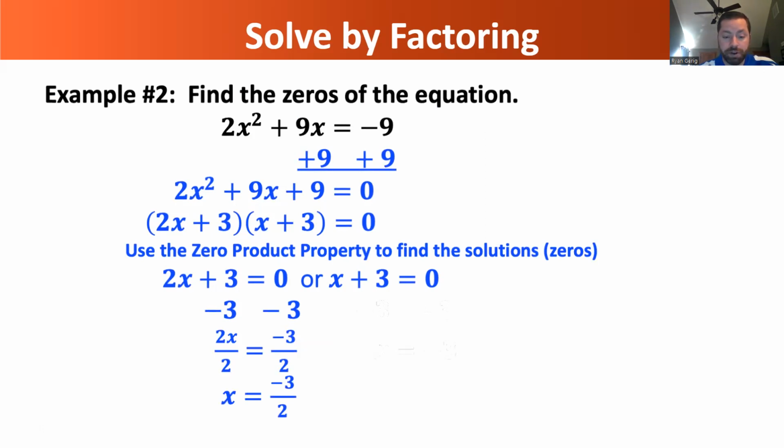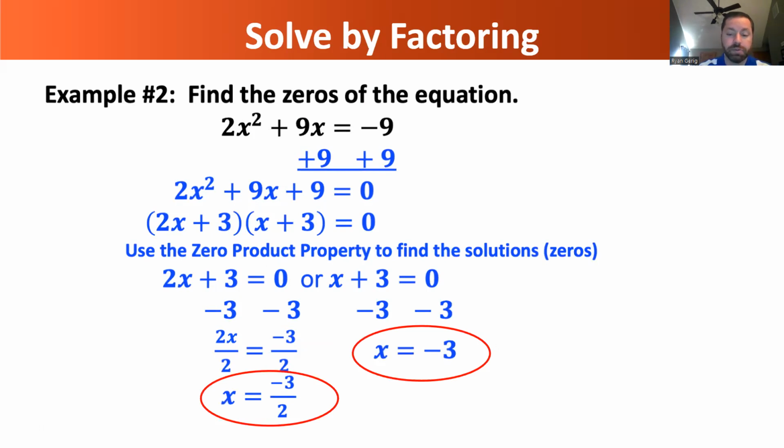On the other one, a little easier, just subtract 3. You get x equals -3. And those are my two zeros or solutions. Okay. If you want to check it, you can plug those numbers in for x to see if you get 0.